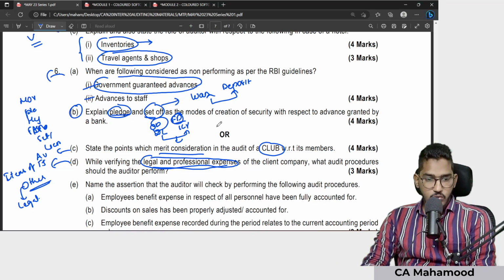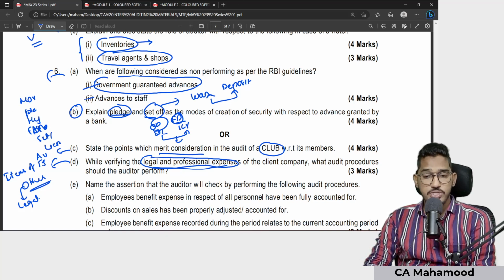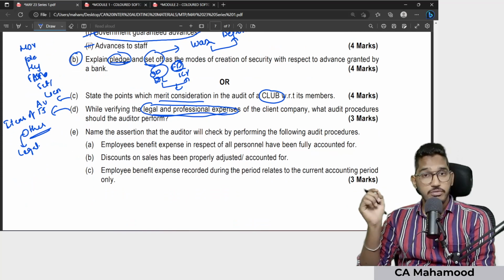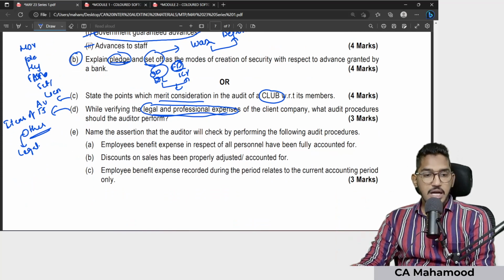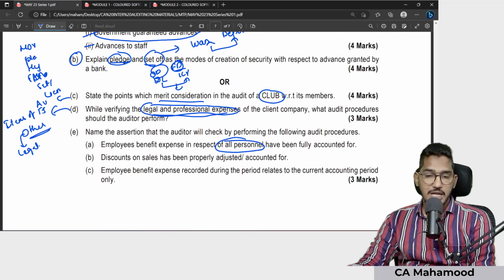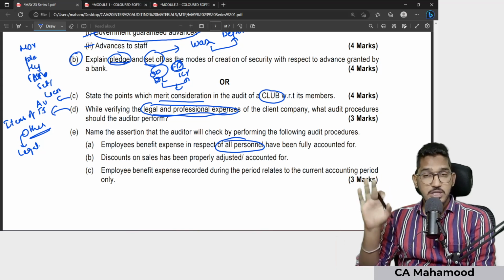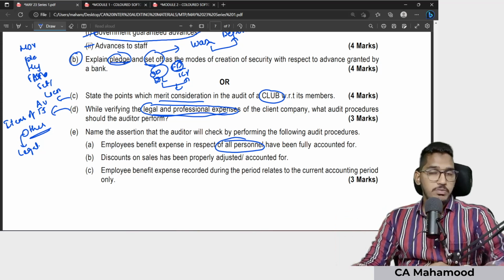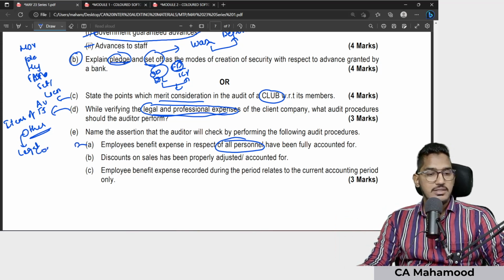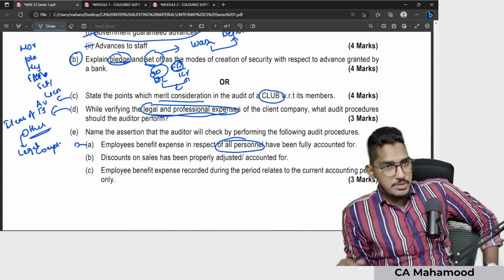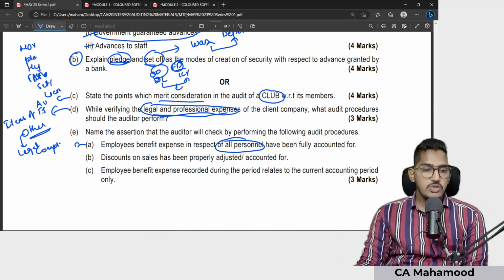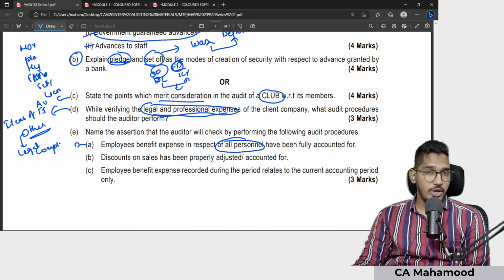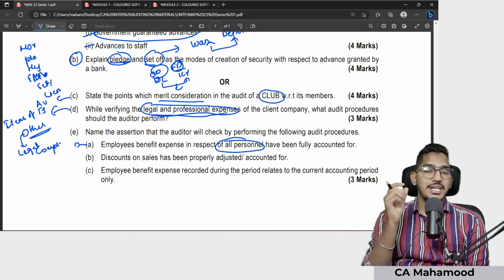Next one, last question. Name the assertion that the auditor will check by performing the following audit procedure. They have given audit procedures, and we need to answer which assertion is being established. Number one, employee benefit expenses recorded in respect of all personnel have been fully accounted. So employee benefit expenses for all the staff in the organization should be recorded properly. All expenses should be recorded. What is this assertion called? Completeness assertion. Completeness means all items are recorded in the books of accounts without leaving out anything. So if we are checking whether all employee benefit expenses are recorded, we are checking the completeness assertion here.